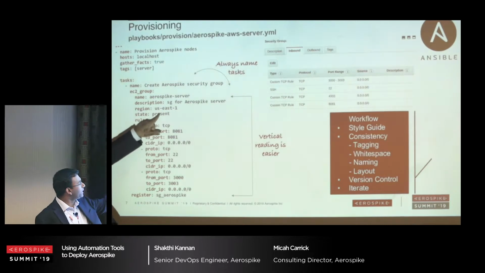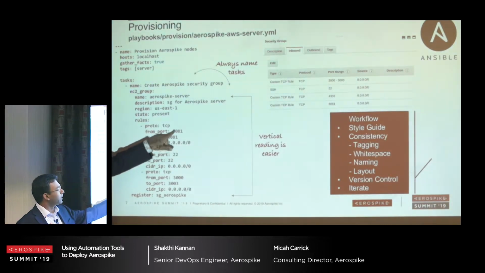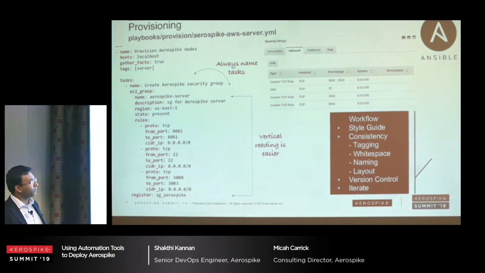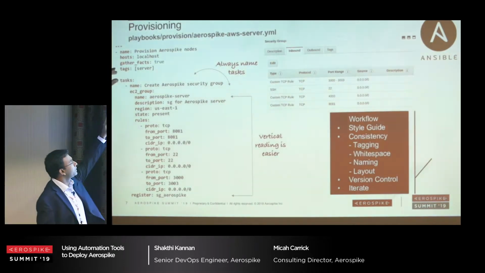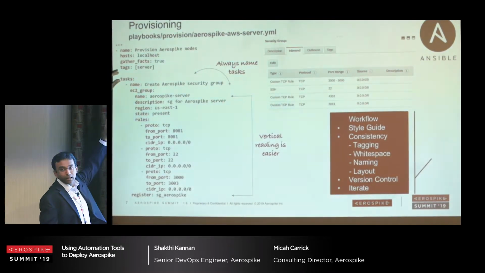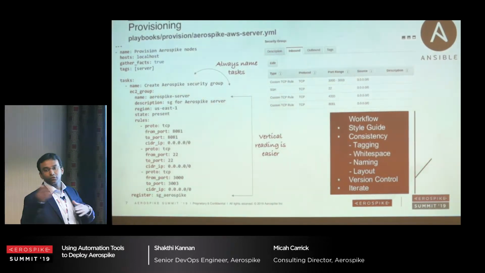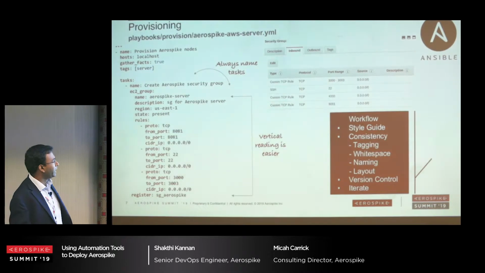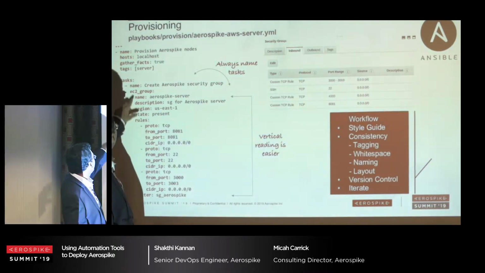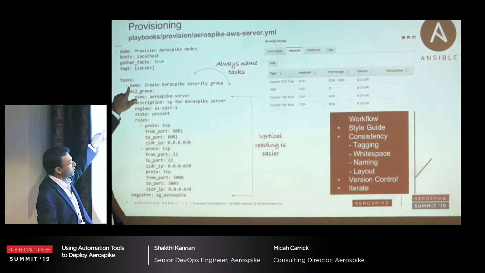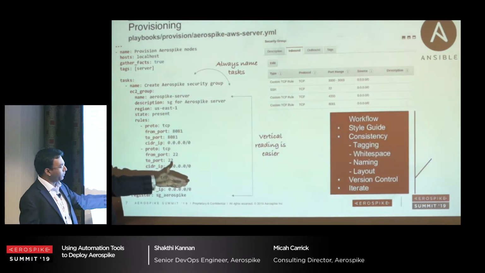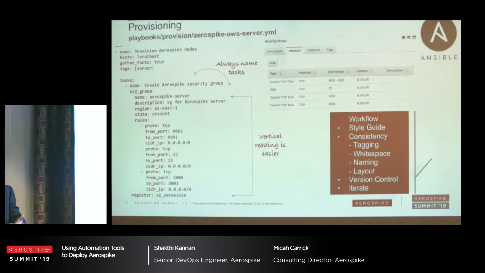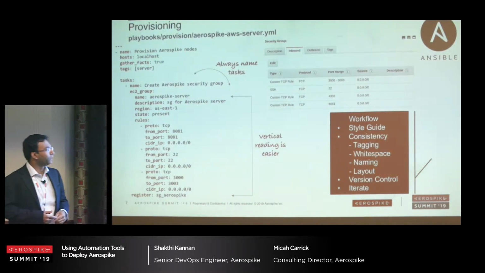Now I have hard-coded these values, like region, these numbers as magic numbers. But what Ansible styling allows you to do is abstract them into variables. And then you can run the same thing across a different region. Again here, have consistent tagging, use names, give enough white space so it's readable. And since these are plain text files, you can version control them, using something like GitHub where you can store them.